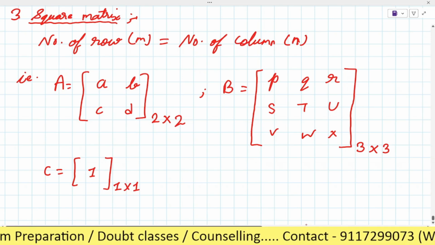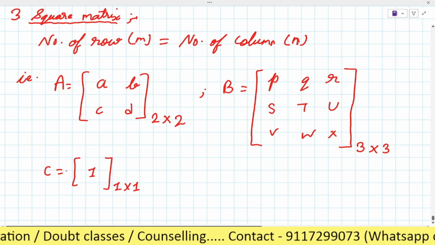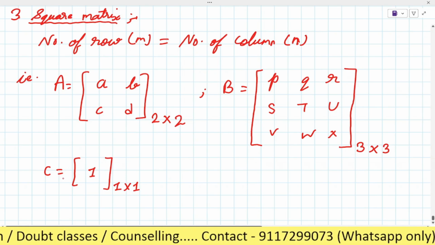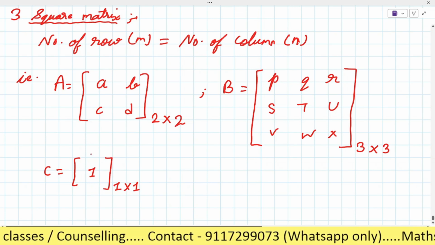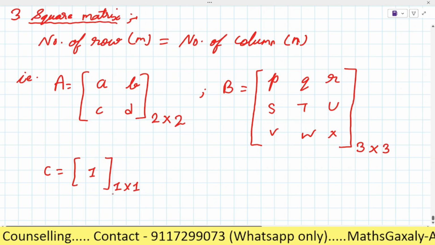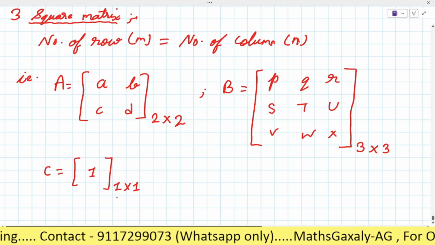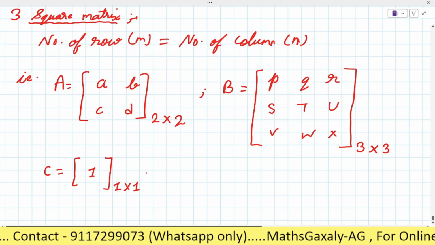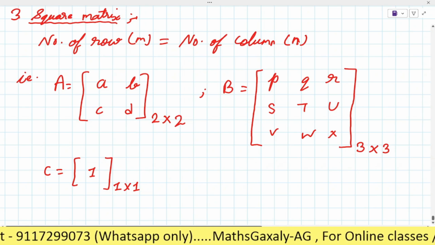Yes. See here, it is the matrix of one by one, because when you check it row wise, it has only one row, and when you check it column wise, it has only one column. So the order of the matrix will be one by one, and it will also be an example of a square matrix. Is it clear or any doubt?